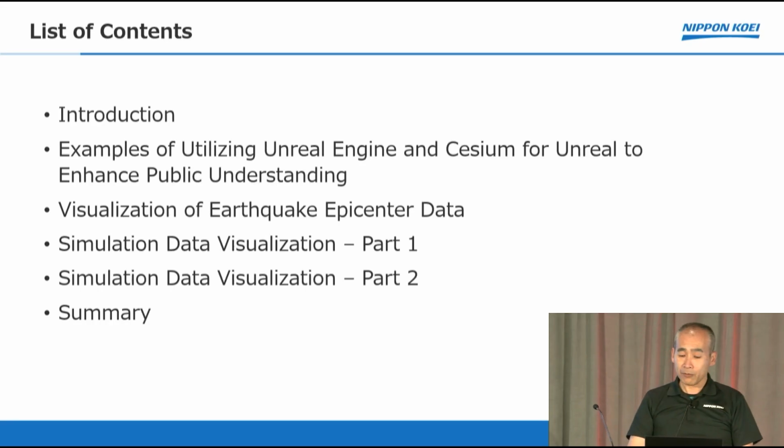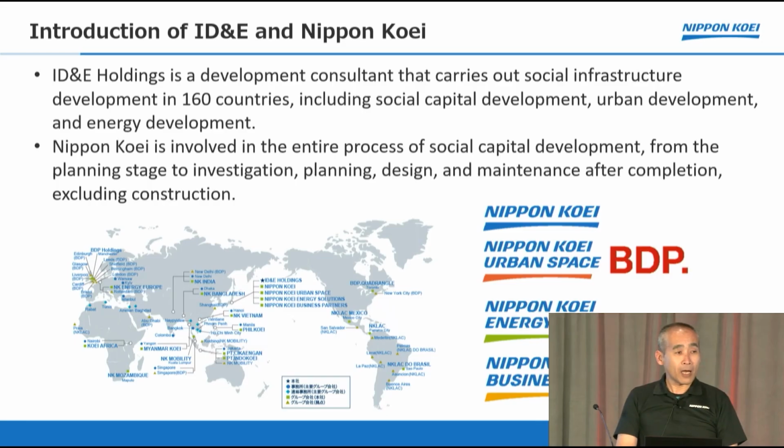Today, I'd like to begin this presentation by explaining an overview of Nippon Koei's activities, followed by an introduction to various data visualizations. ID&D Holdings is a global development consulting firm. We have worked in over 160 countries, helping to build social infrastructures. Our projects include social capital development, urban planning, and energy development. Nippon Koei is a key member of our group.